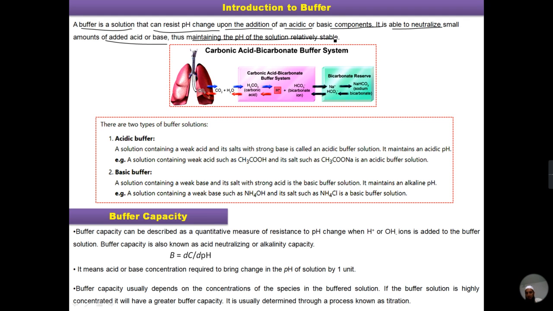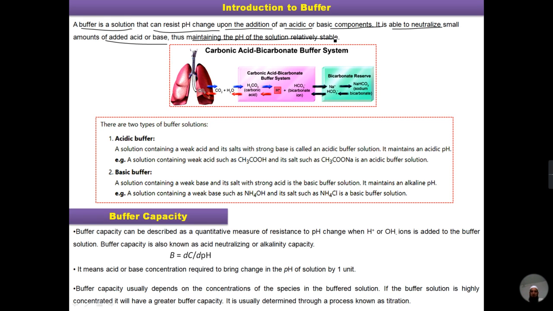Means जो आपका solution है, जब भी आप कोई एक्सटर्नल केमिकल कंपाउंड उस पर ऐड करते हो, its pH gets changed. But अगर आपने इसमें पहले बफर ऐड किया हुआ है, now what it does, it stabilizes the pH also. So this is what buffer is. Interesting.